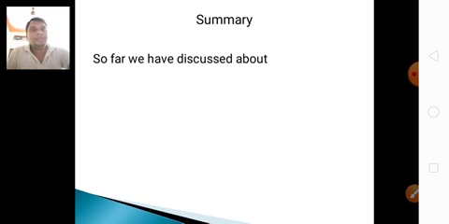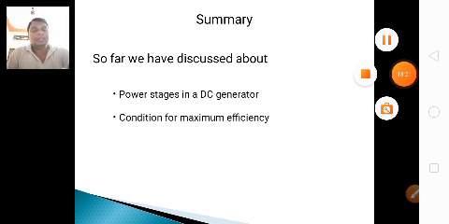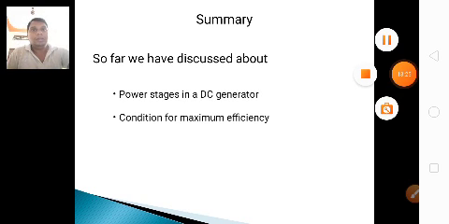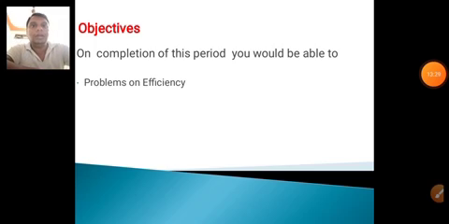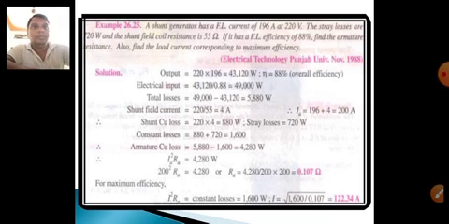So up to now we have discussed the different types of power stages and the condition for maximum efficiency. Now we are discussing different types of problems on efficiency. So here is the first problem.